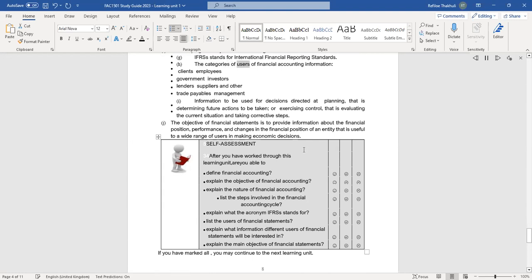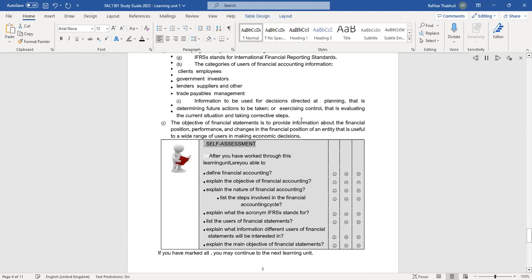The categories of users of financial accounting information. Clients, employees, government, investors, lenders, suppliers and other trade payables, management. Management needs information to be used for decisions directed at planning, that is determining future actions to be taken, or exercising control, that is evaluating the current situation and taking corrective steps. The objective of financial statements is to provide information about the financial position, performance, and changes in the financial position of an entity that is useful to a wide range of users in making economic decisions.